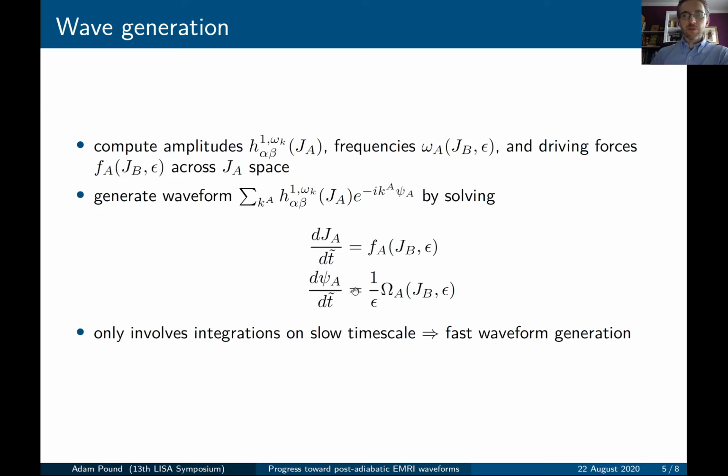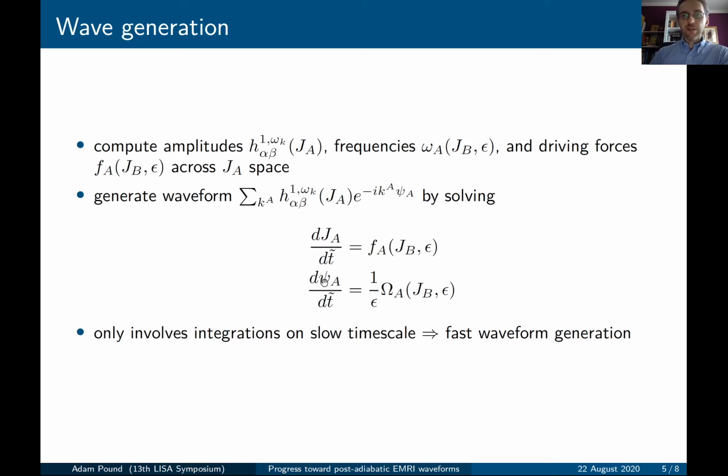But here I've just introduced this 1 over epsilon to transform from t to t tilde, and the point is these frequencies only depend on the slow time t tilde, because they only depend on the system parameters, and the system parameters are only evolving on slow times. So this is really key, because to generate your waveform, you only need to integrate on the slow time. You don't need to resolve individual oscillations with time.